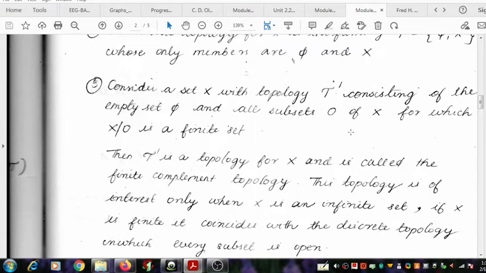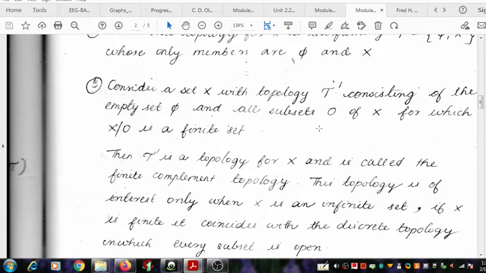there is a condition for this set to become a member, and that condition is that X minus O, the removed set, that is the complement of O, must be a finite set. If X minus O is finite, then O can be included in tau prime. But suppose the complement of O is infinite, then it cannot be included in tau prime. That's also important, so note that.